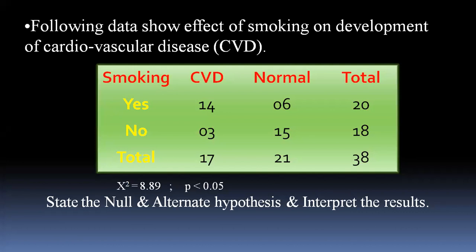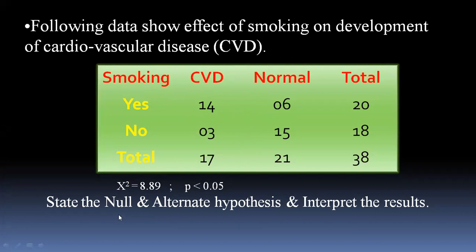Now this is another example which is mostly given in your practical exam, where this shows that there is an effect of smoking on development of cardiovascular diseases. So smoking done, not done, and how many people develop the cardiovascular disease. So here they have given that the chi-square value is 8.89. Degrees of freedom will be how much? It will be 1 for this table because it is a contingency 2 by 2 table. The p-value is less than 0.05.